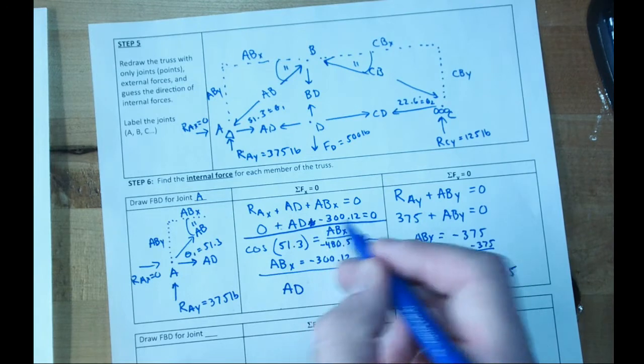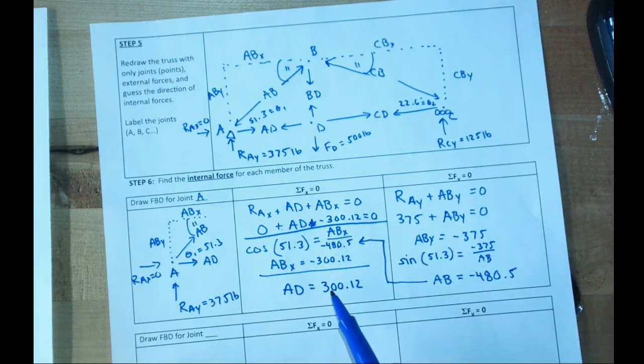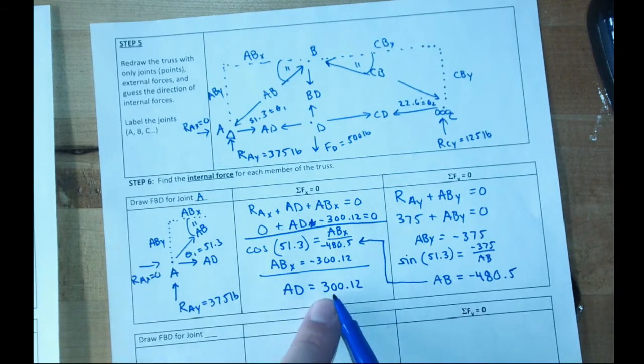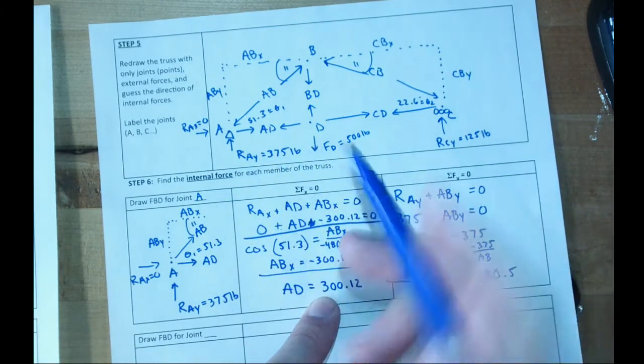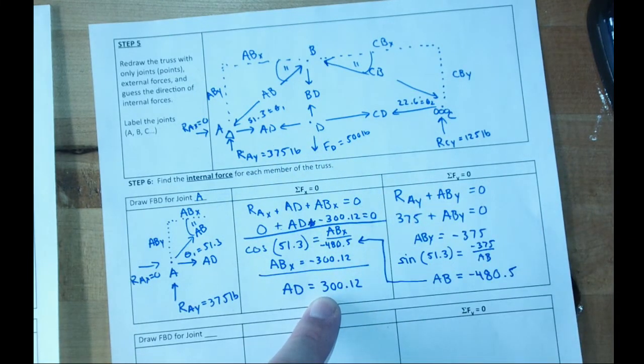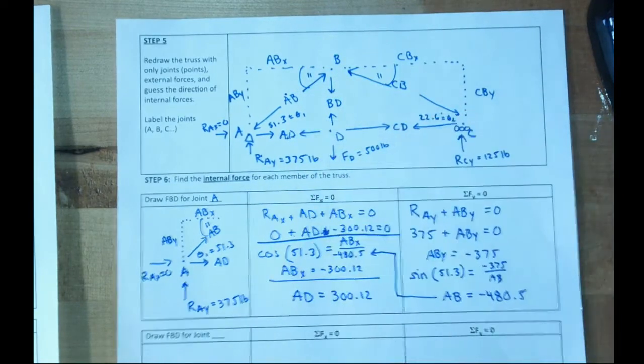Separate this. Did this math up here? My AD is a positive 300.12. Because it's a positive, AD is correct. And see how my arrow didn't change? Good to go. So now I got my AB. Now I got my AD.